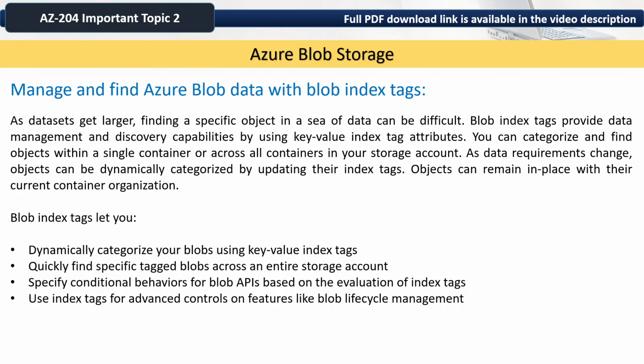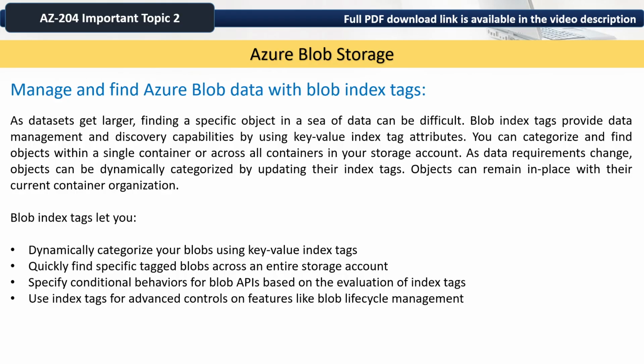Manage and find Azure blob data with blob index tags. As datasets get larger, finding a specific object in a sea of data can be difficult. Blob index tags provide data management and discovery capabilities by using key value index tag attributes. You can categorize and find objects within a single container or across all containers in your storage account. As data requirements change, objects can be dynamically categorized by updating their index tags. Objects can remain in place with their current container organization.